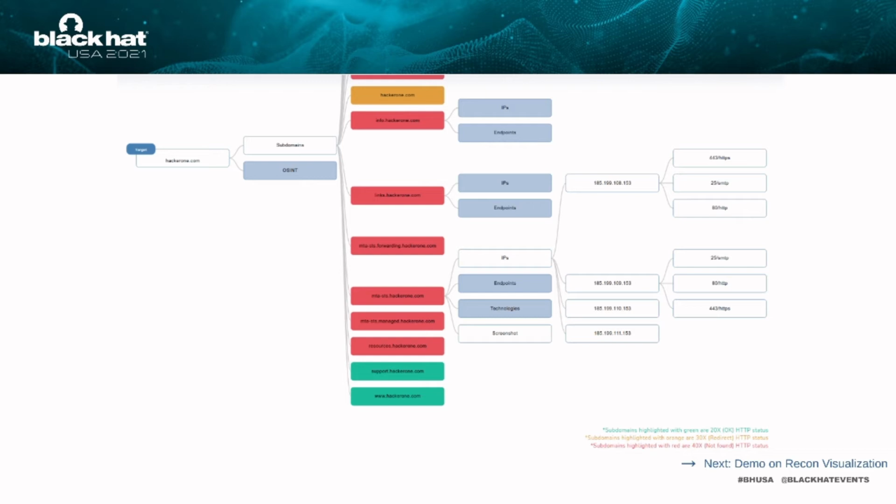Like suppose the one that we have, meta-sta.hackerone.com. It has 4 different nodes that are IPs, endpoints, technologies, and screenshots. So if you were to click on technologies, you would find out what all technologies this particular subdomain was using. Similarly, you go to the endpoints, any endpoints that are associated with that would be listed here.